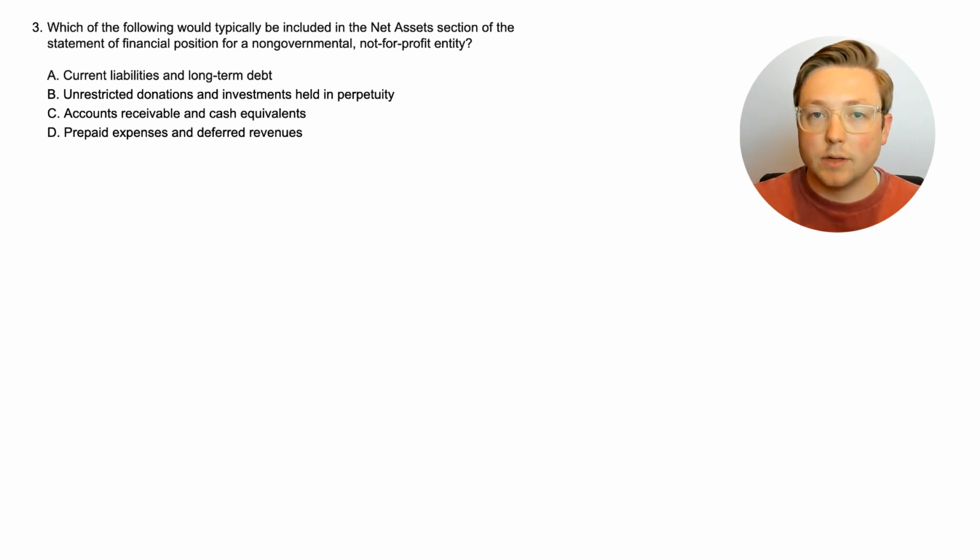It's probably pretty easy to tell, because liabilities, that's not going to be part of net assets. Accounts receivable and cash equivalents, that's going to be part of assets. And prepaid expenses and deferred revenues, those are going to be part of assets and liabilities. So pretty easy to see that it's B, unrestricted donations and investments held in perpetuity. So let's go to the answer to kind of learn a little bit more about net assets in general for the Statement of Financial Position.